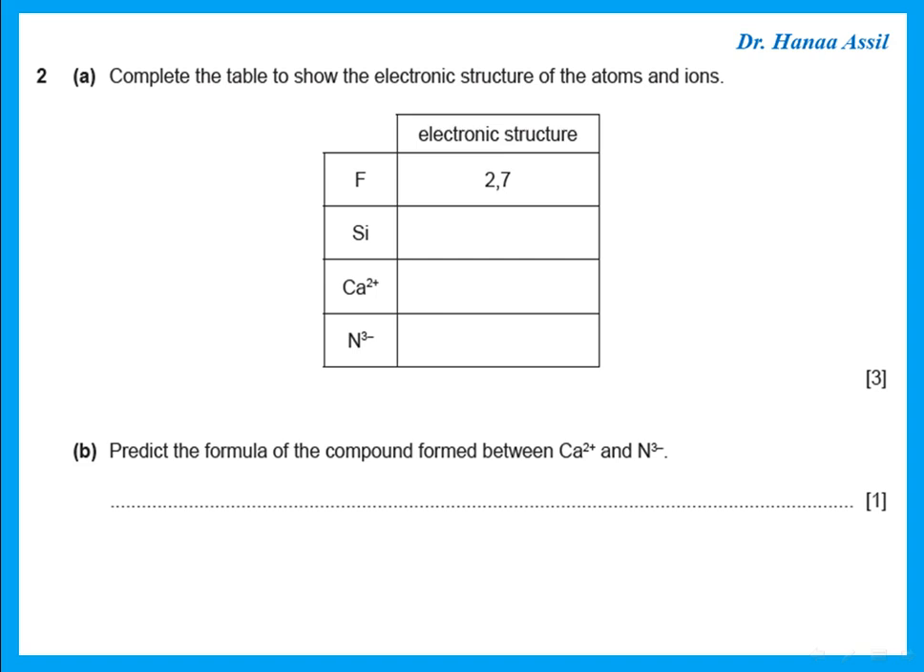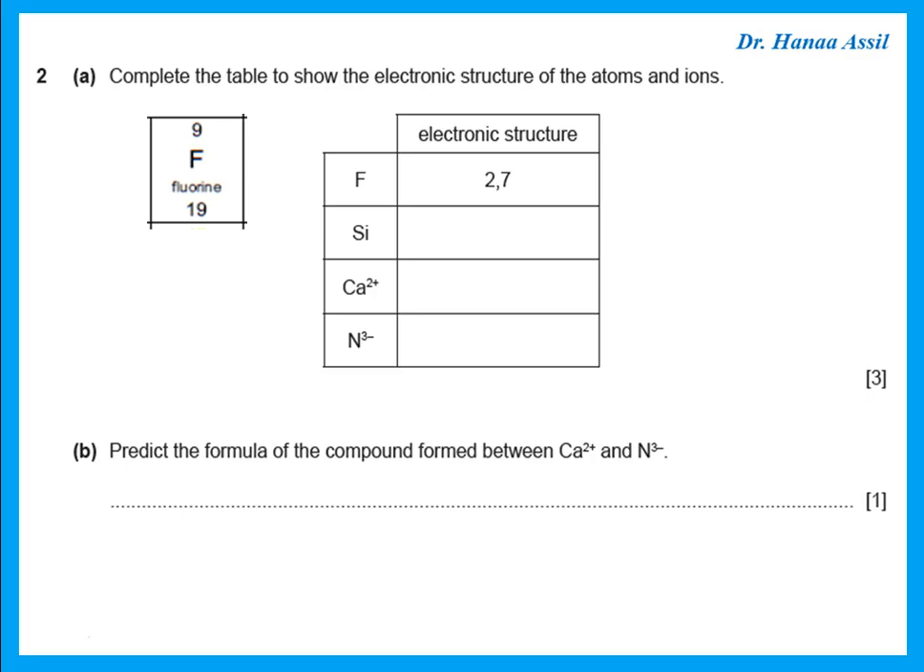Complete the table to show the electronic structure of the atoms and ions. Well, let's see. He already did fluorine for me, and I know that if I look at the periodic table, you should realize that fluorine has two numbers. The smaller one, that's the atomic number or the proton number, that is 9. And that is the same as the number of electrons. While the bigger number, which is 19, this is what we refer to as mass number, and it's actually the number of protons plus neutrons.